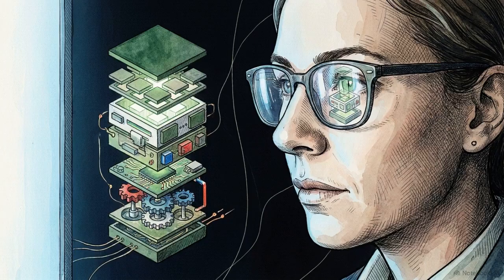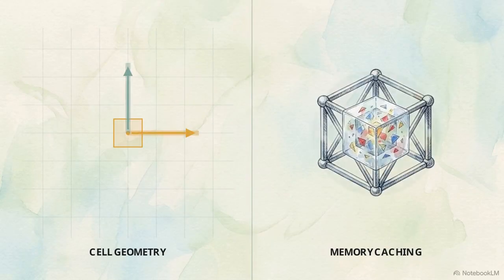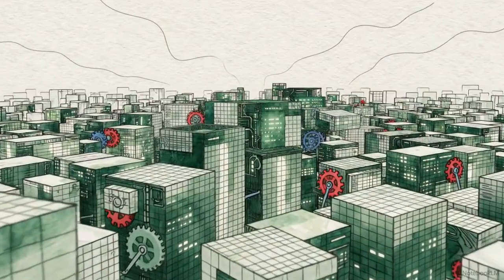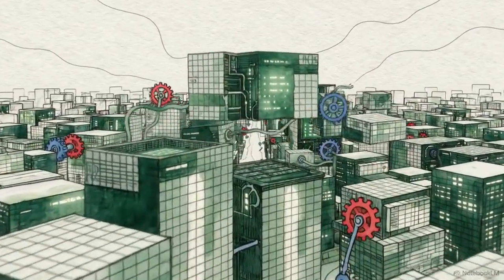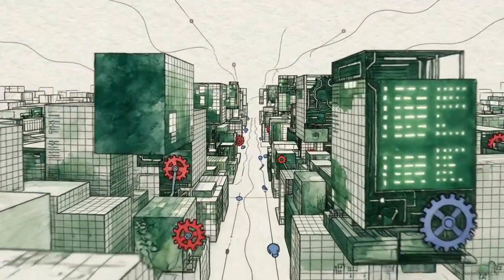To understand this system, we must build a mental model of these layers, from the geometry of a cell to the mechanics of memory caching. Mastering these structural mechanics allows for the engineering of scalable business intelligence systems rather than fragile manual trackers.